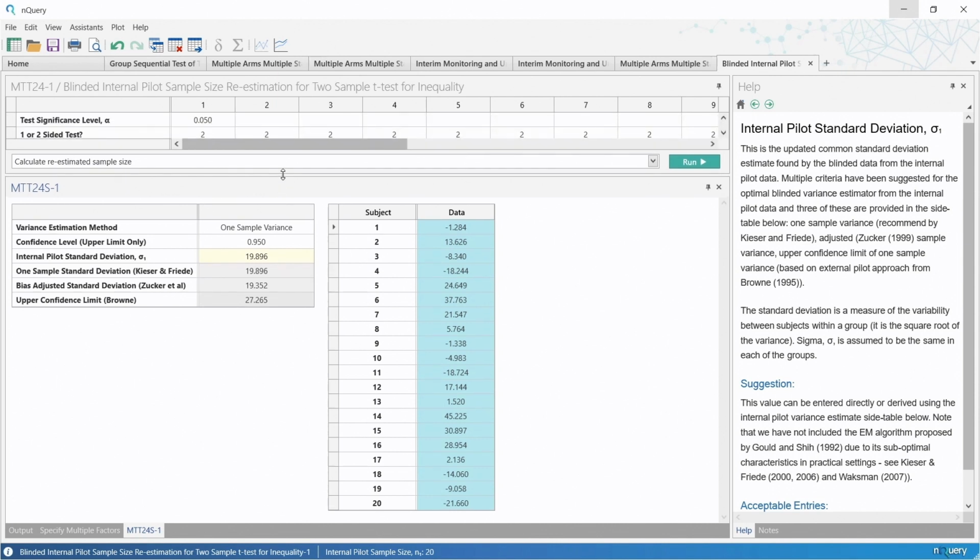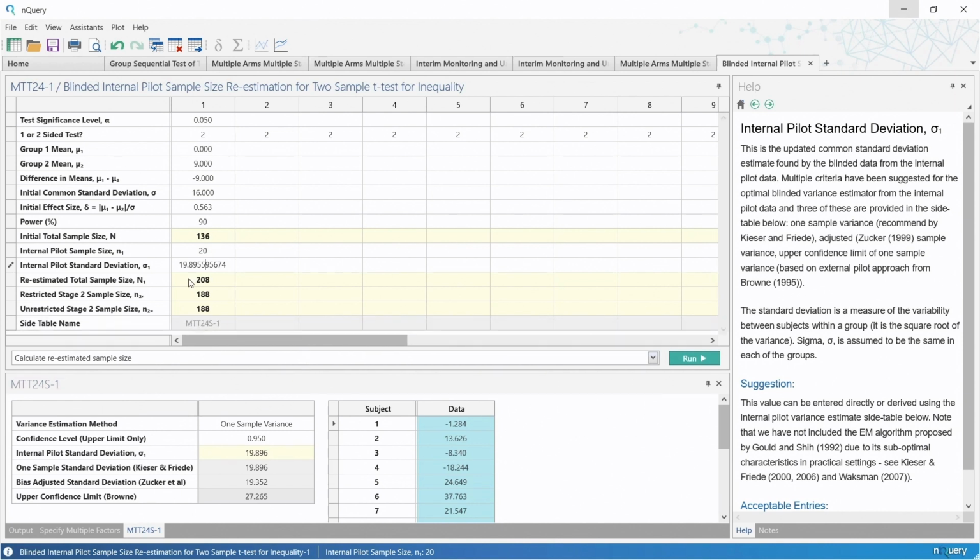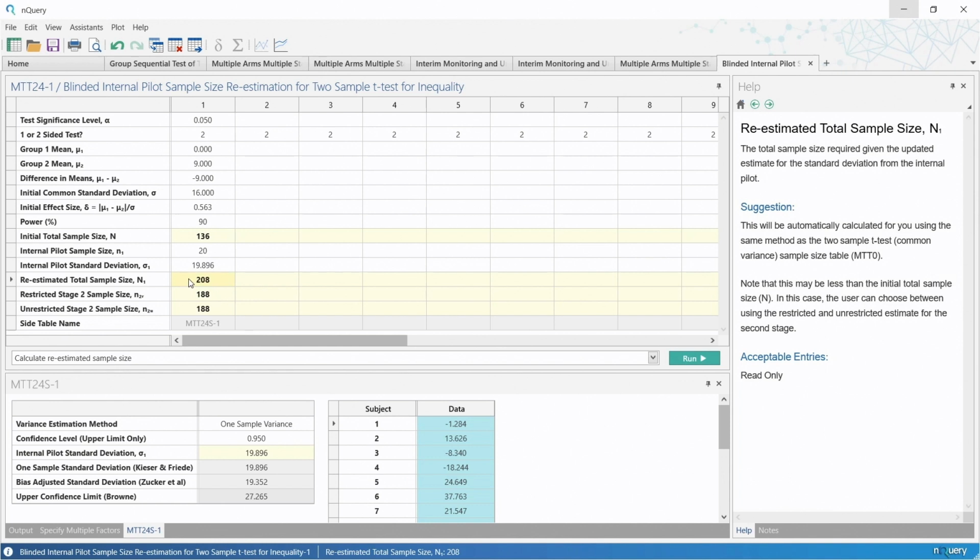Once we have filled in this side table appropriately, the standard deviation has been transferred automatically into the relevant row of the main table. And you can see that the sample size requirement has increased from 136 in total to 208 in total, and that we need 188 additional subjects after the original 20 in the internal pilot to get sufficient power, assuming that the variance or standard deviation is exactly equal to this value.